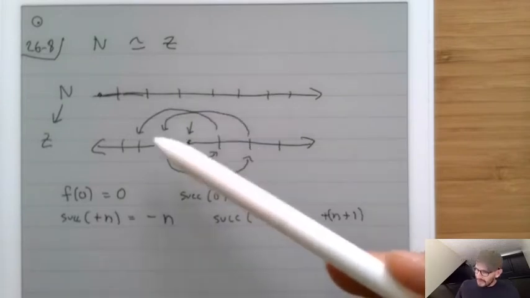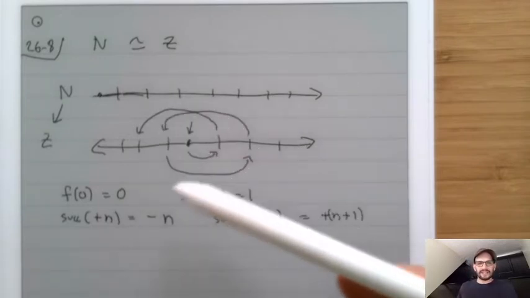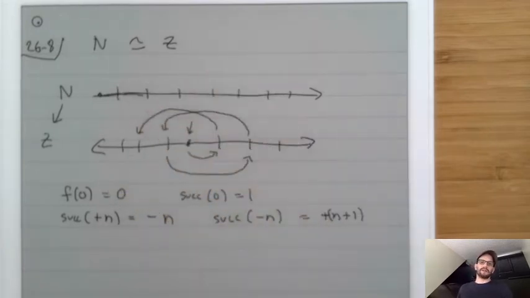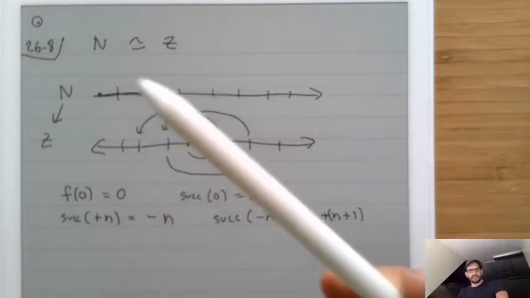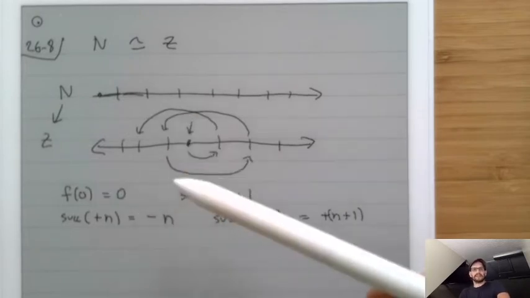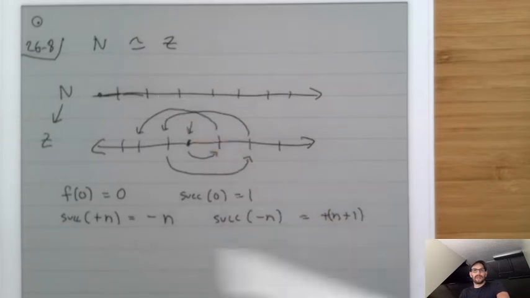What I've just done is I've told you what is the first number, what comes after it, and then what comes after that, what comes after that, what comes after that. What I've done is I've now described the order in which you visit all of the numbers. So this now shows that such a function exists because we know that every z will get visited and every n will get mapped to something.